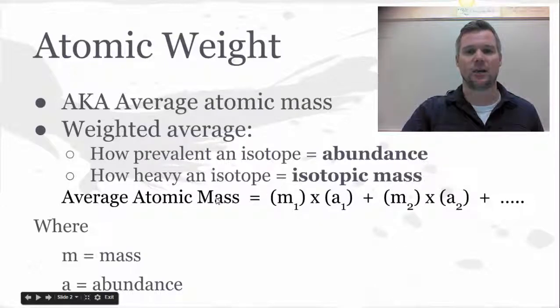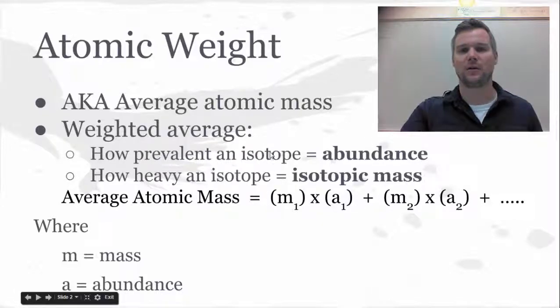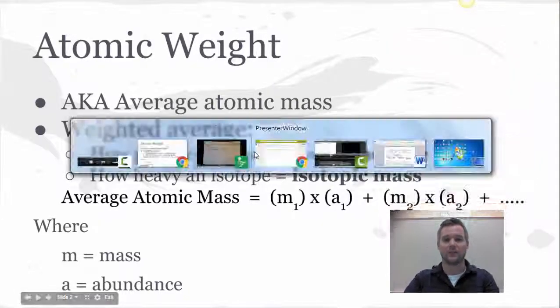Average atomic mass, or AW, atomic weight, equals mass times abundance: mass of isotope 1 times the abundance of the same isotope, plus mass of isotope 2 times abundance of isotope 2, etc., for however many isotopes there happen to be of that specific atom. So you do need to know this formula. Now let's see what that formula looks like in practice.